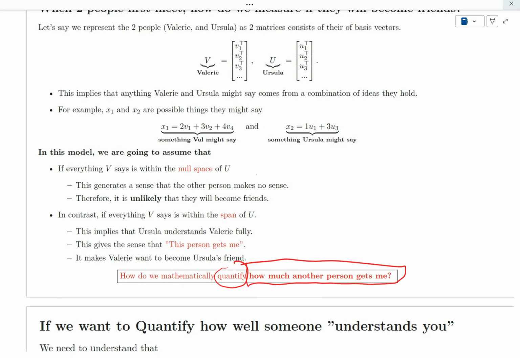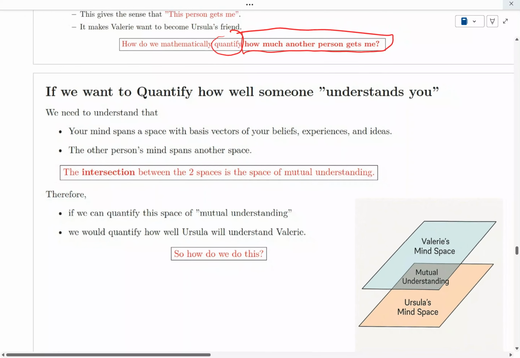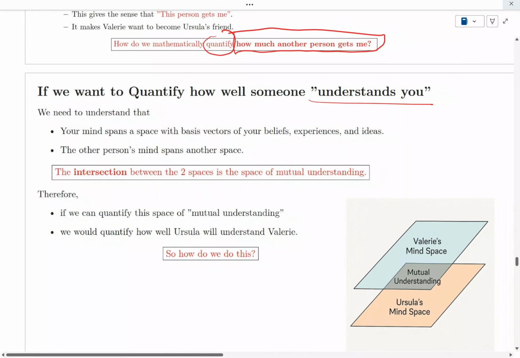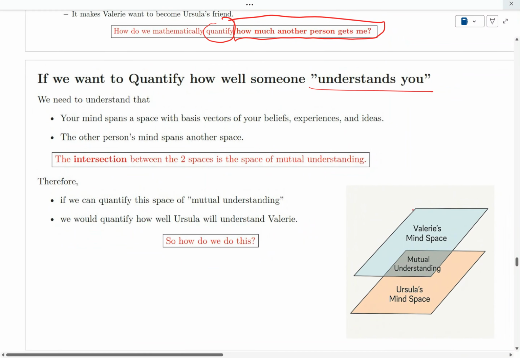Let's see. If we want to quantify if somebody understands you, you need to understand that your mind, so this is Valerie, her mind spans some space. Ursula also spans some space. There are parts of Valerie's mind that Ursula does not understand because they're outside of Ursula's span. Similarly, there are parts of Ursula that Valerie cannot understand.